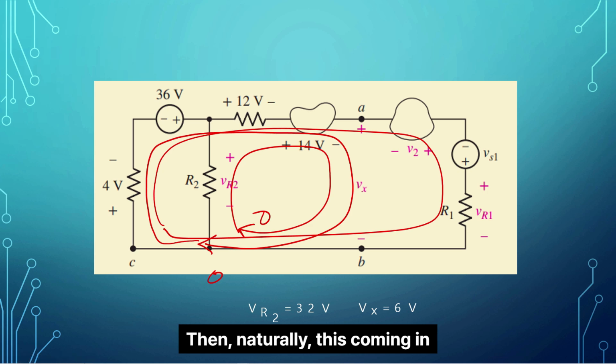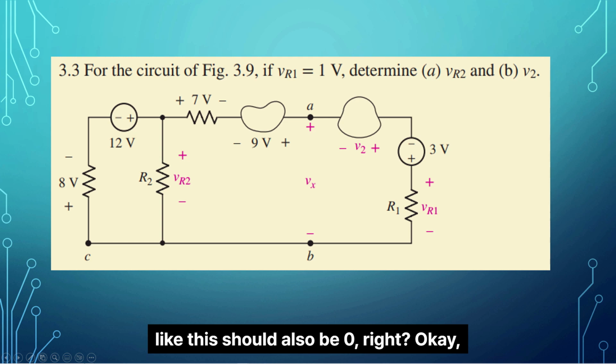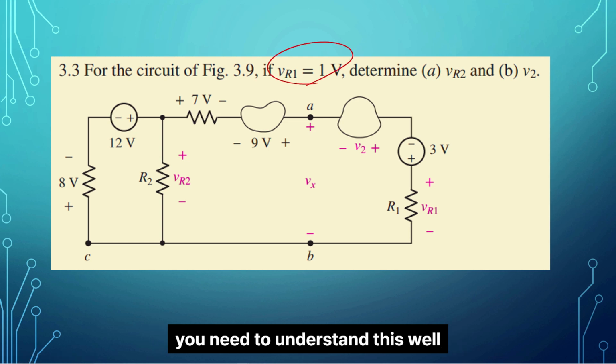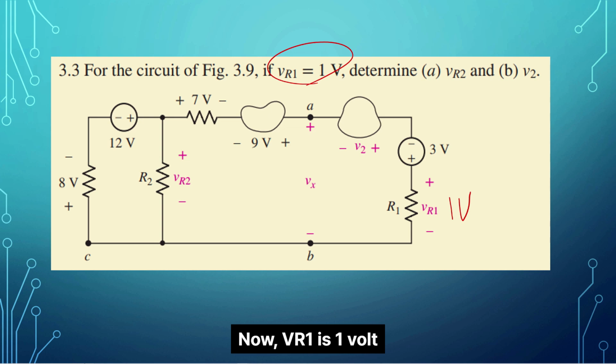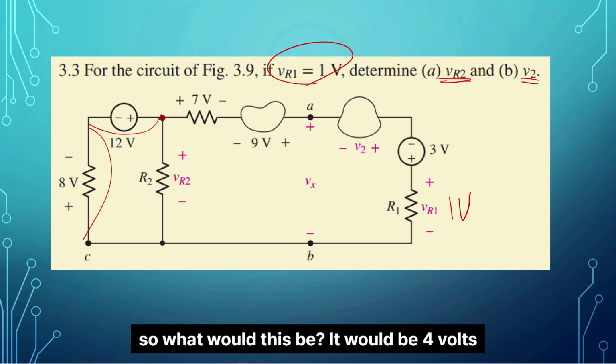Then, naturally, this coming in like this should also be 0, right? You need to understand this well. Now, VR1 is 1 volt. Next, find VR2. What is VR2? Look at this 10 and minus 8. So what would this be? It would be 4 volts.